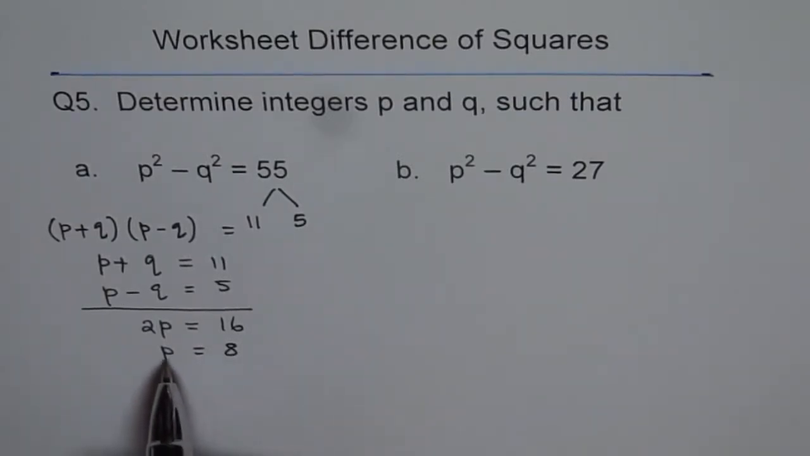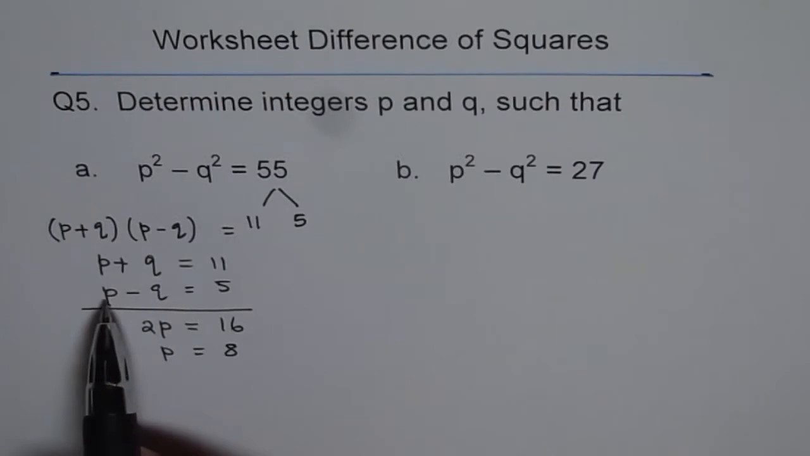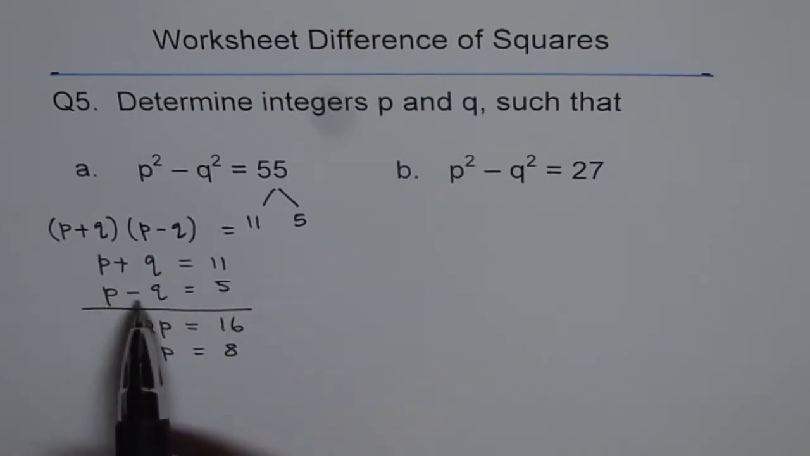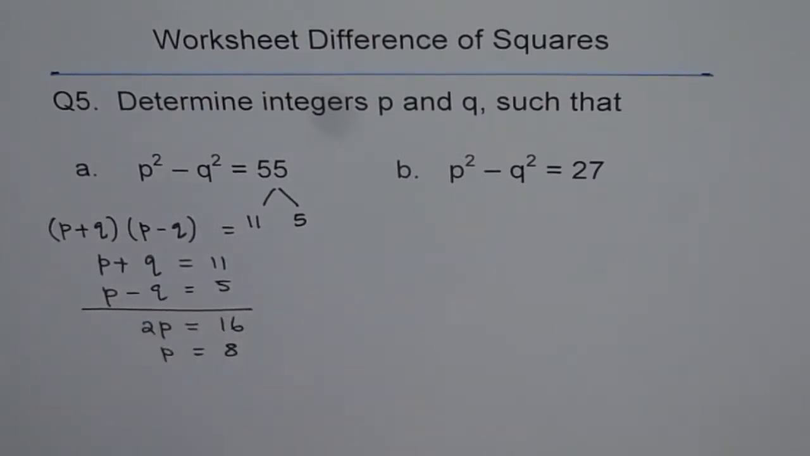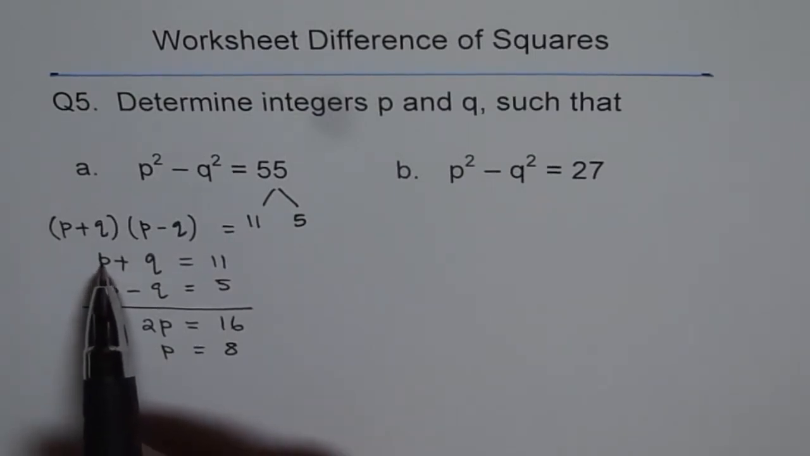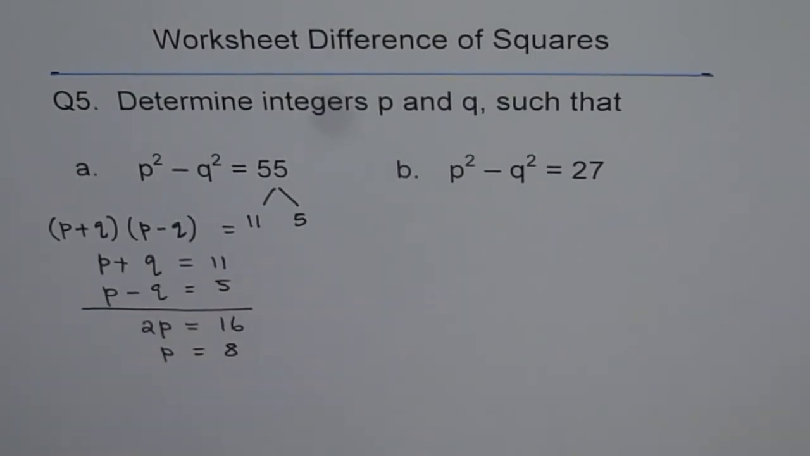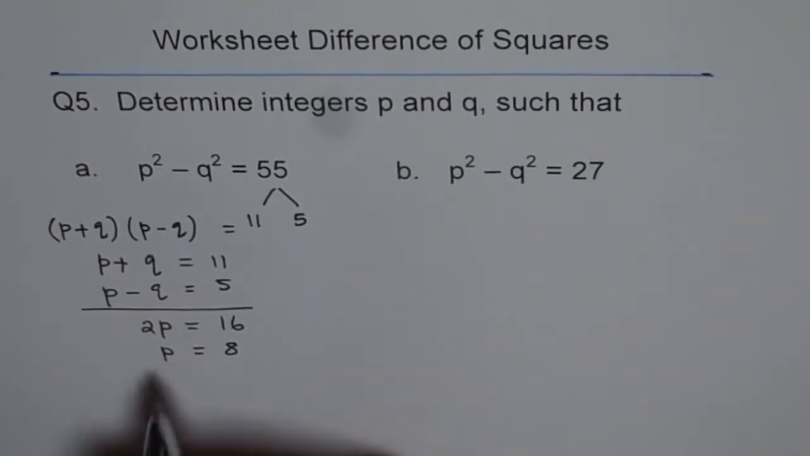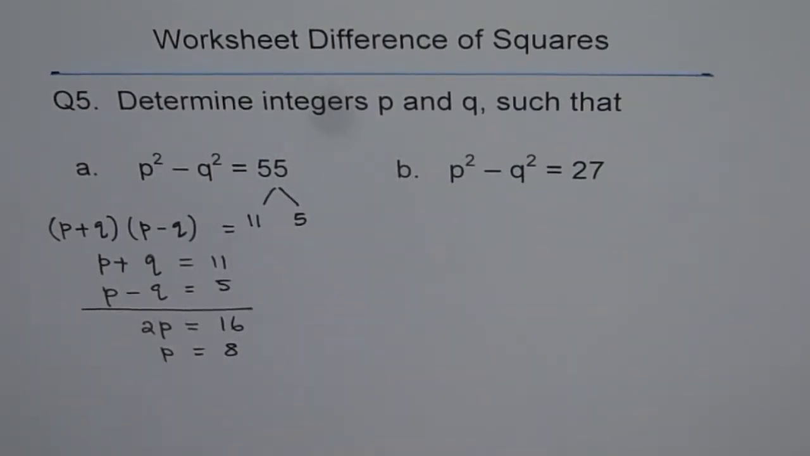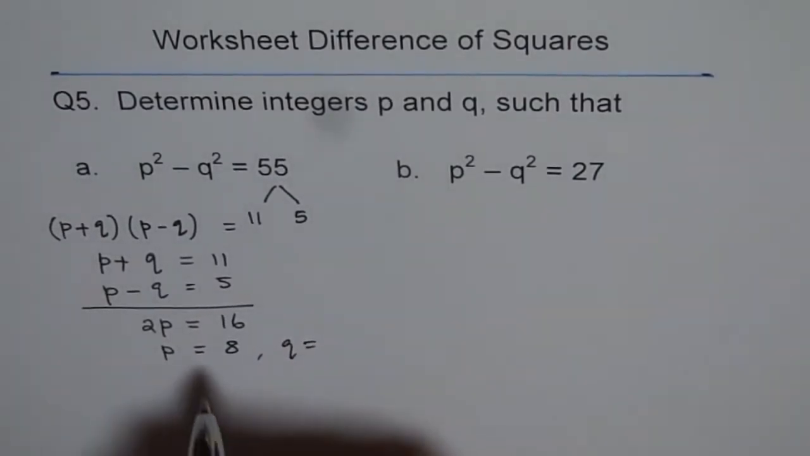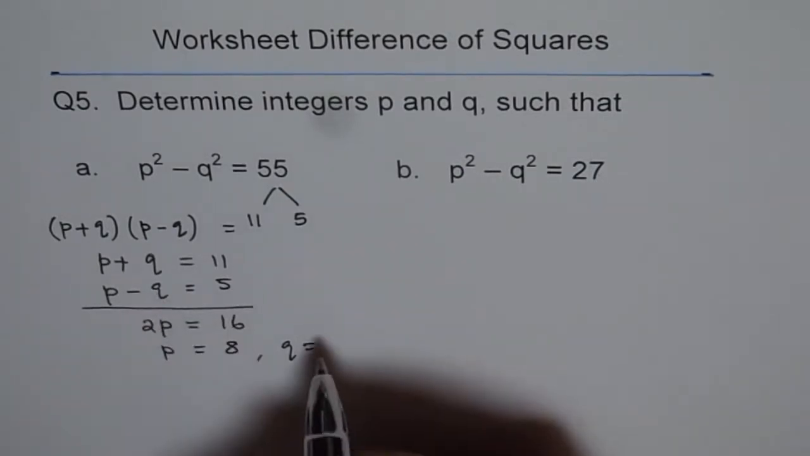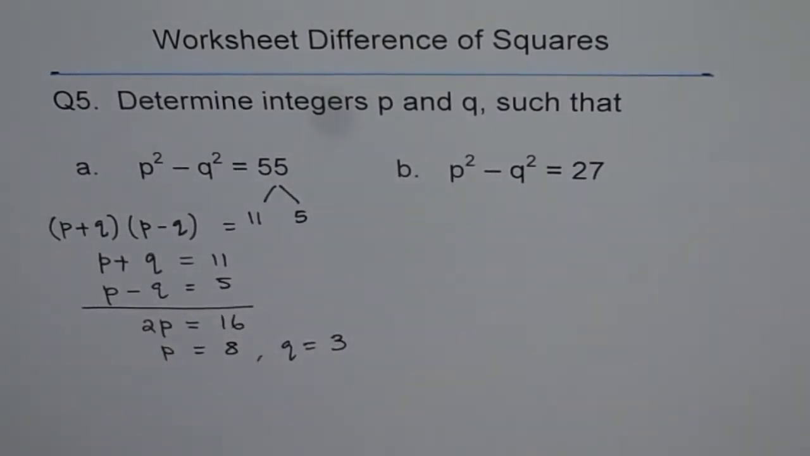If 8 is p, then what is q? We can find using any one of these equations. So we can use this one. 8 minus what is 5? 8 minus 3 is 5. That's correct. How about the first one? 8 plus 3 is 11. That's good, right? So that's fine. Yes. So we get two values, one for p, one for q. And the values for us, p equals 8 and q equals 8 minus 5, so q is 3. So we get these two values.